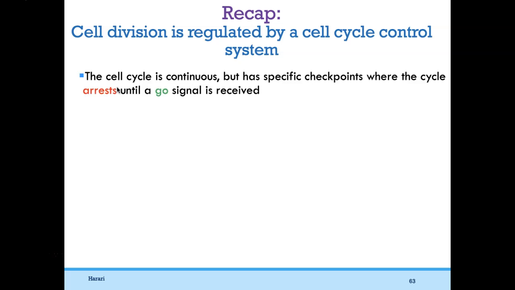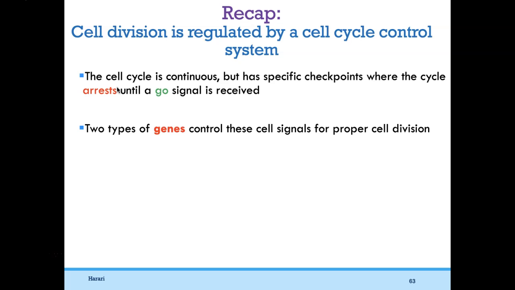If you remember, we said the cell cycle is regulated by a control system. We said that there are specific checkpoints where the cell cycle arrests until a go signal is received. There are two types of genes that control these cell signals for proper cell division. This is very important. Proto-oncogenes. Proto-oncogenes are genes that promote cell growth and division. So a proto-oncogene is a gene that encodes for a protein that tells the cell to divide.